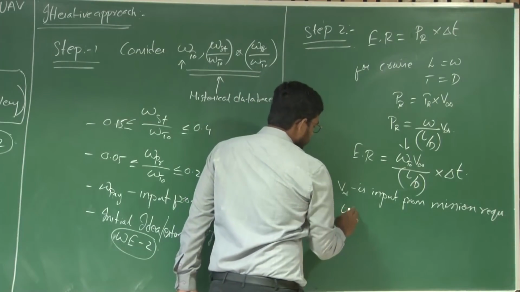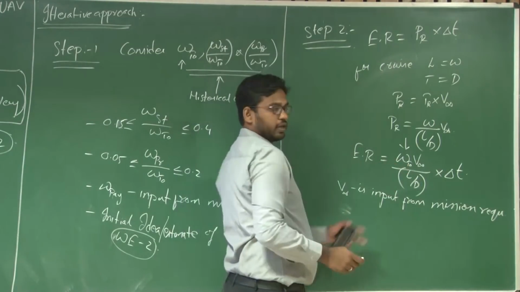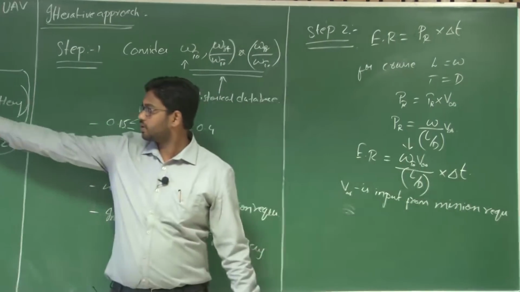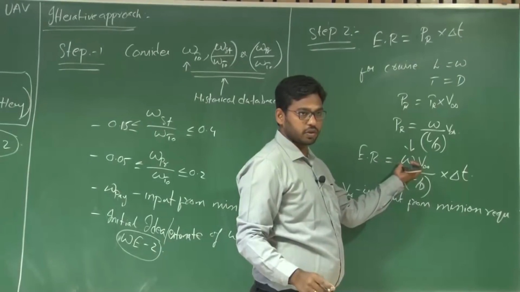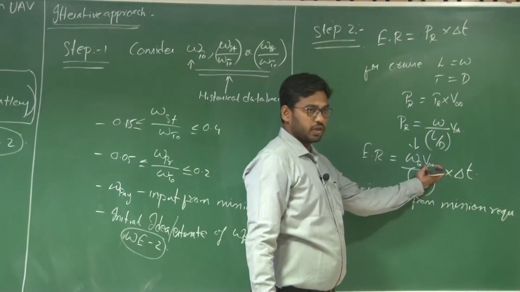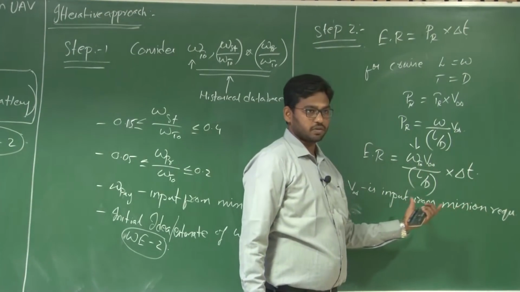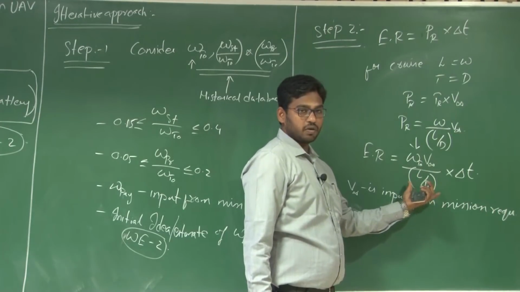Now you need to know, you have the previous UAV data, right? That is the takeoff weight that you have considered for a nearby UAV which can perform a similar mission. You have WT naught, so you have V infinity, but this delta T is different, and you can assume a value of L by D.